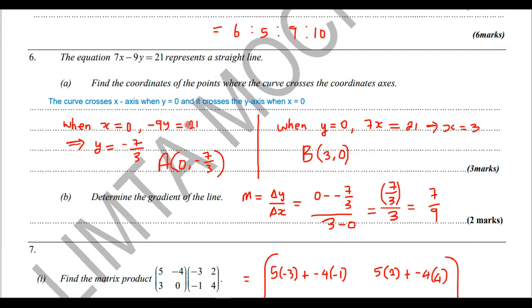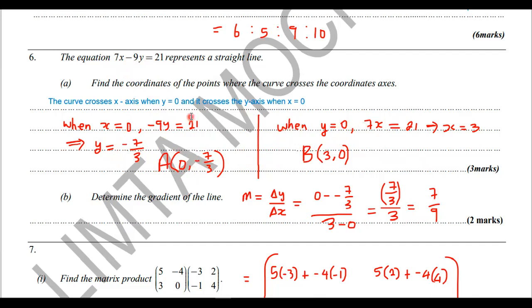So here, we start by looking at when x equals 0, because along the coordinate axis, whenever x equals 0, what will be the value of y? We substitute here, we have 0 times 7, which is 0. So 0 minus 9y will just be minus 9y equals 21. And from here, y equals minus 7 over 3. So we have this point 0, minus 7 over 3, that we call A. You can give points names, capital letters, of course.